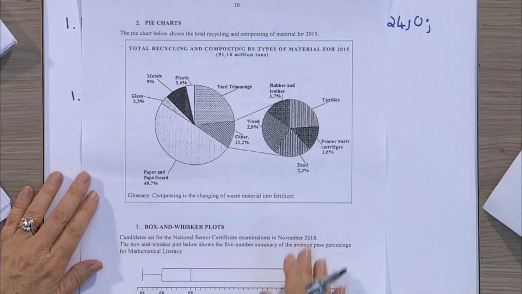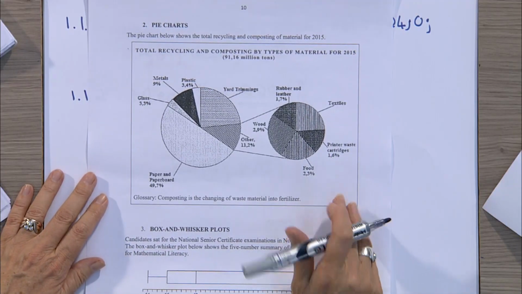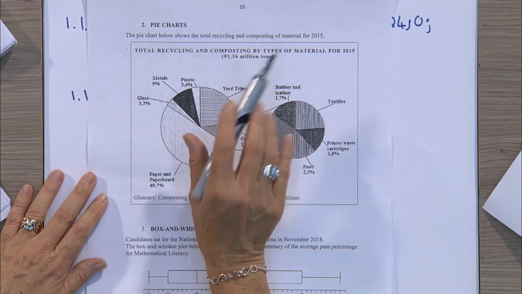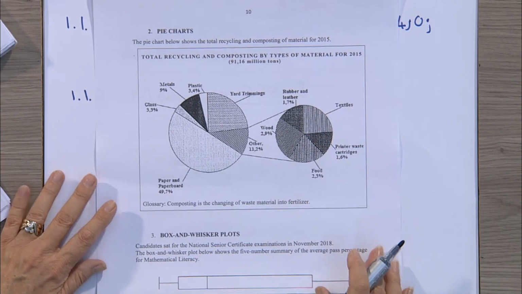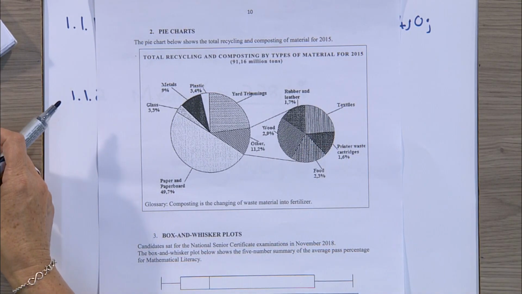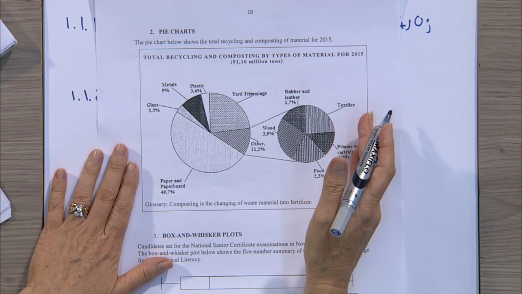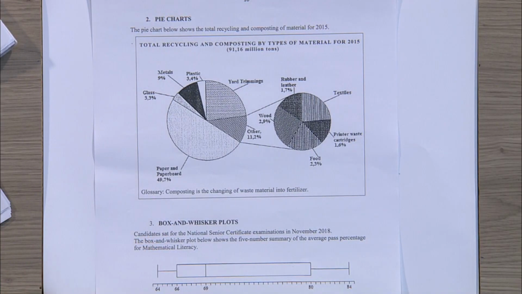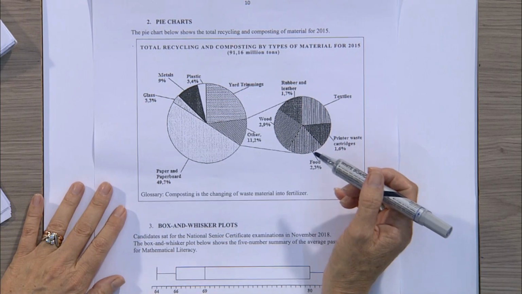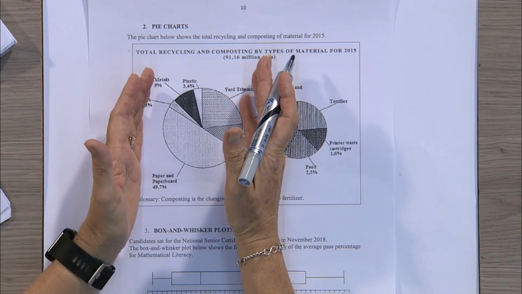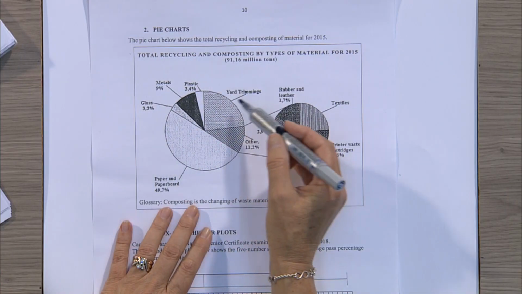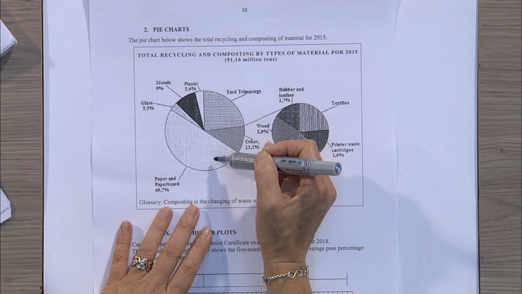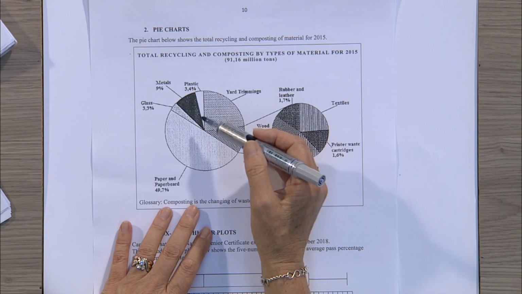is based on the pie chart that I just showed you earlier. So this pie chart below shows the total recycling and composting of material for 2015. So the next set of questions is then based on this pie chart. Okay, so let's, like I told you at the previous lesson, take a minute or two and have a look at what they are showing you. So a pie chart, normally they give it to you in percentages or in degrees. So 360 degrees in total in a pie chart, or 100% in a pie chart.